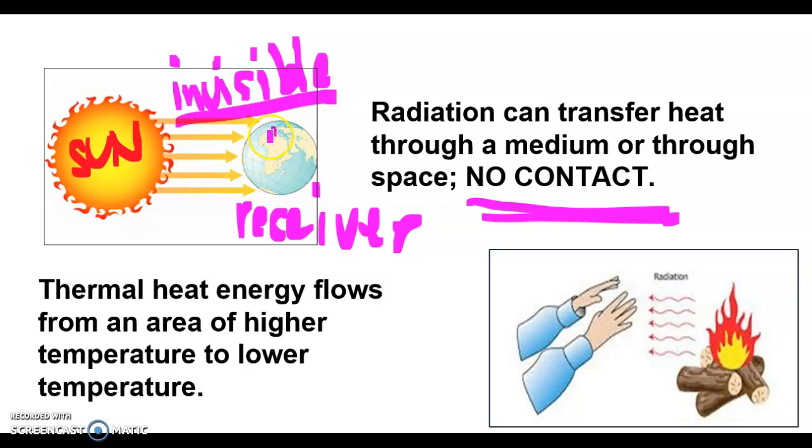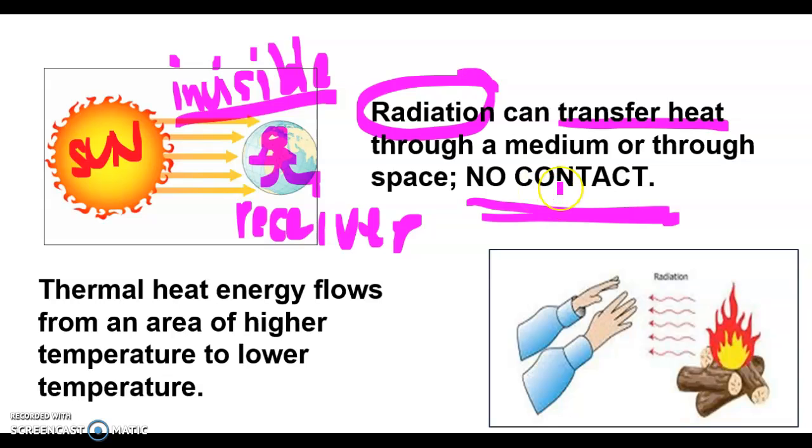So when you are standing, for example, on Earth under the heat of the sun, you don't see anything touching you, but you feel the heat of the sun, because the heat coming from the sun travels through empty space, through the gas, and reaches you, and you absorb that heat. That process is what you call radiation. It's a type of heat transfer where there's no contact, but it travels through a medium or space.